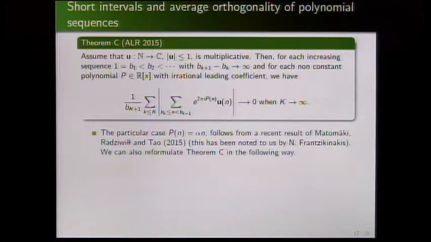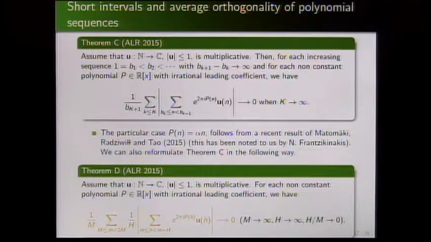Okay, so this gives us the following theorem, that if we have any multiplicative function, and we take any increasing sequence, any polynomial with, let's say, irrational leading coefficient, then we have this. So this is to be compared. So we had this, and then Nikos Frantzikinakis noticed that if you take this particular case, P(n) = alpha n, then in fact this was already known, or you can deduce this from a recent result. There is a series of recent results by Matomäki and Radziwiłł, and Matomäki, Radziwiłł, and Tao. So if you take here alpha n, then you will have, let's say, it can be deduced from the other paper.